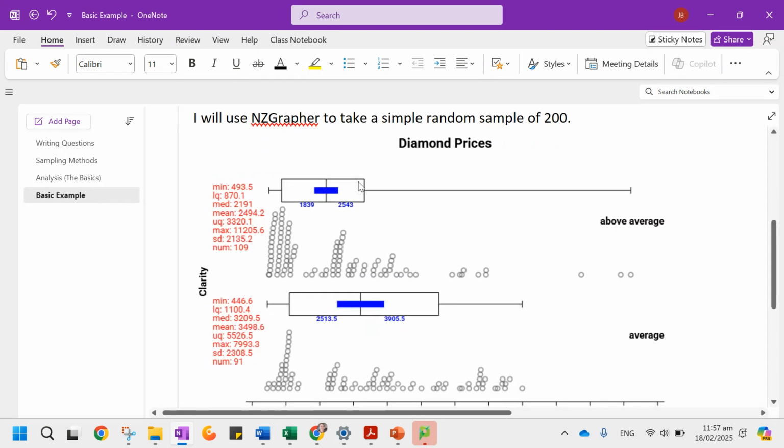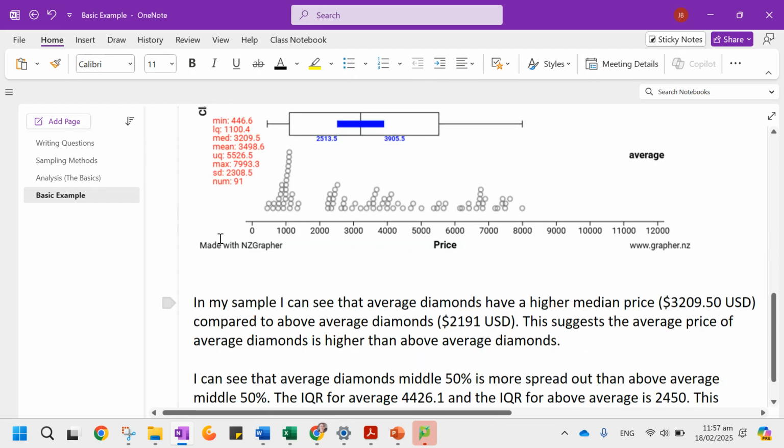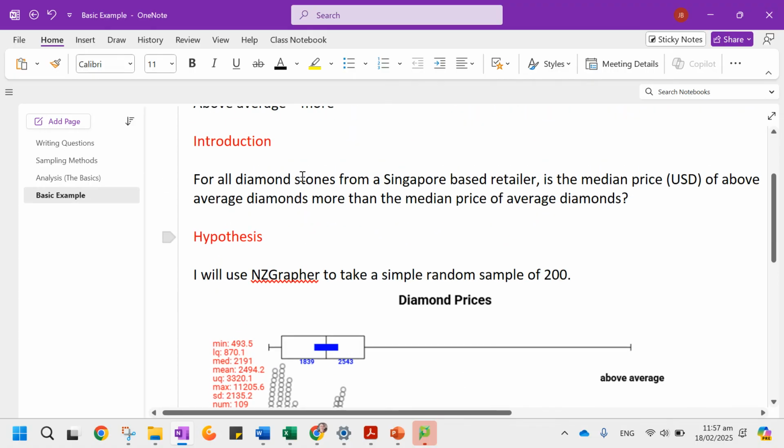What surprises you about this graph, by the way? Which one do we expect to be higher, price-wise? The above average, didn't we? Okay, and this graph is making it look like the average might be more expensive. If you want, you are allowed to change your question, okay, to match your graph. Well, you could change your question to say, for all diamond stones from Singapore, is the median price of above average diamonds less than? You can do that.